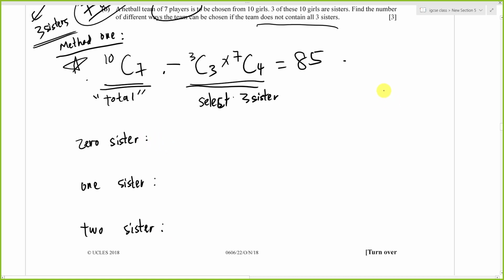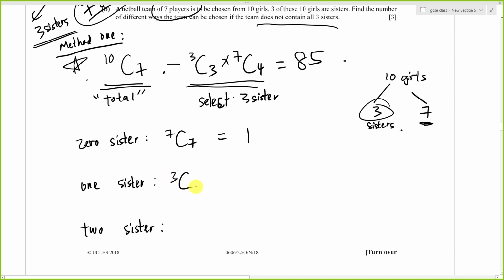So same thing, from the 10 girls here, I will separate them into the 3 and 7. This 3 is the sisters. So if 0 sisters, that means I select none from the 3 here. I need to select all the 7 from the 7 other girls here. So it's just 7C7, which is 1. Quite simple. Okay, if I only want to have 1 sister out of the 3 here, I select 1. So here I will need another 6 more. So from the 7 girls here, I will choose 6. Because the netball team needs to have 7 players, right? So this is 3 times 7C6, which is 21.